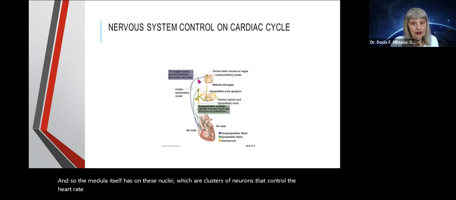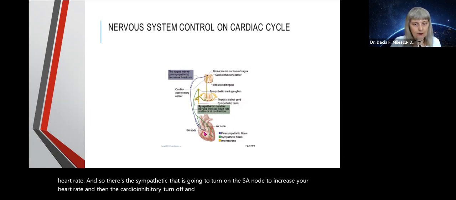And so there's the sympathetic that is going to turn on the SA node to increase your heart rate, and then the cardio inhibitory, turn off and maintain, turning off is to maintain the resting heart rate.